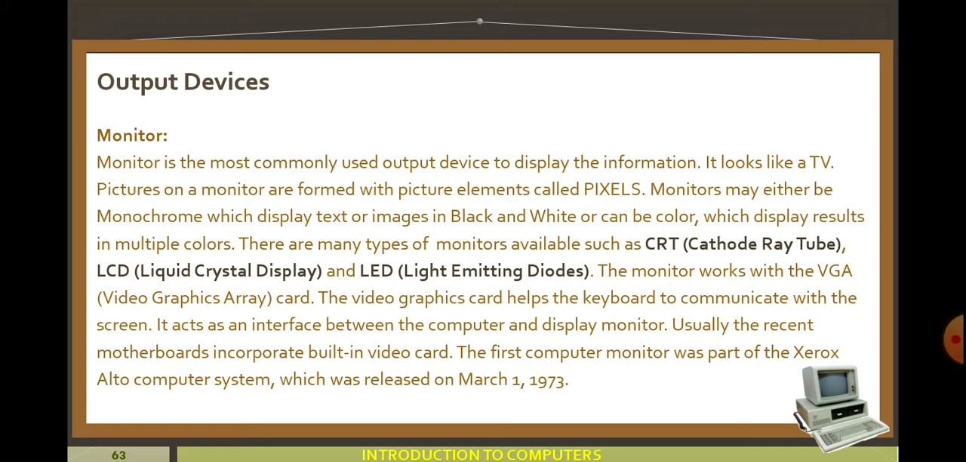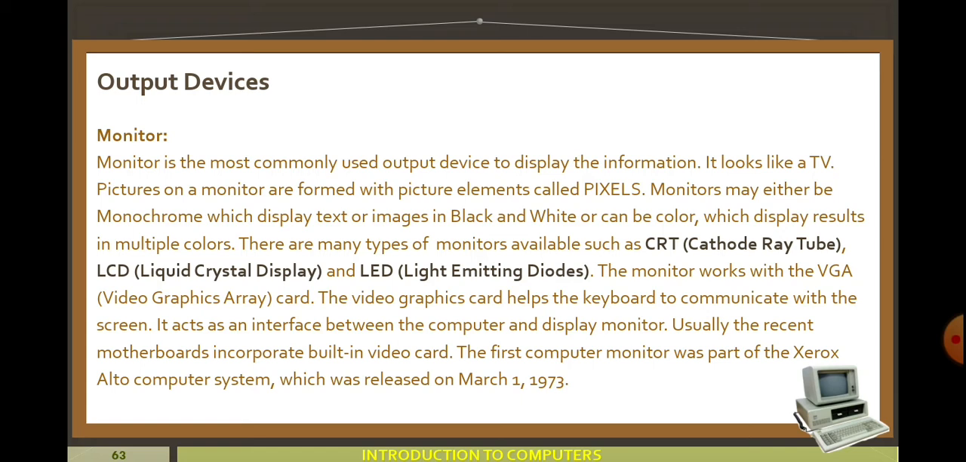Do you know what is meant by output? The result that comes out of the computer is known as output. The information given to the computer is known as input. The information we get from the computer is known as output. How can we get the output through a device? By using output devices.